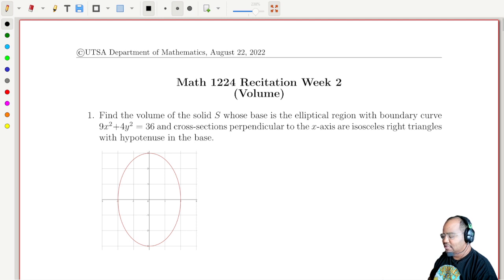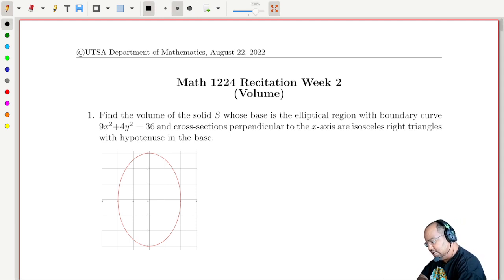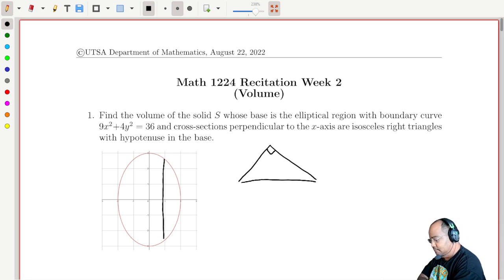And we want to consider cross sections of this shape where we cut isosceles right triangles and the hypotenuse is in the base. So let's kind of draw a picture of what we're looking at here. So let's say that I slice this way here, and this black line is the hypotenuse of my right triangle. If I look at it from the side, which I'll try to draw here, I'm going to have a shape that looks something like this. We have a right angle there at the peak, and these two lengths are the same.